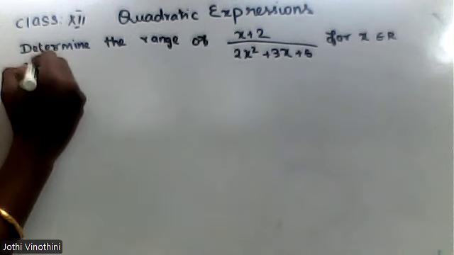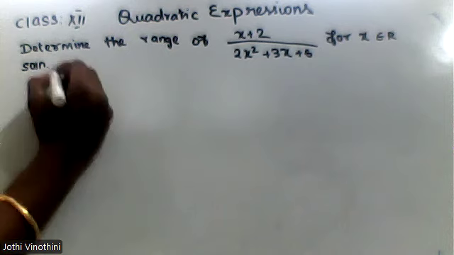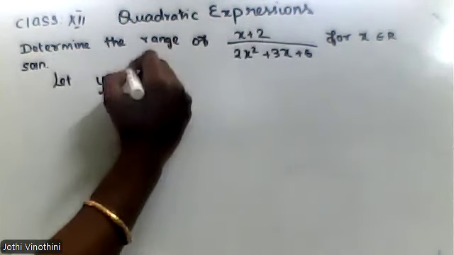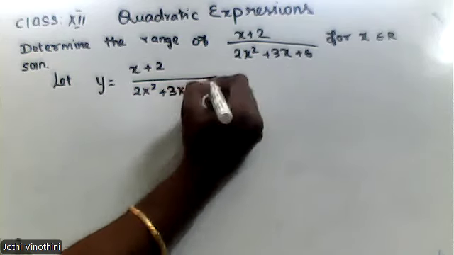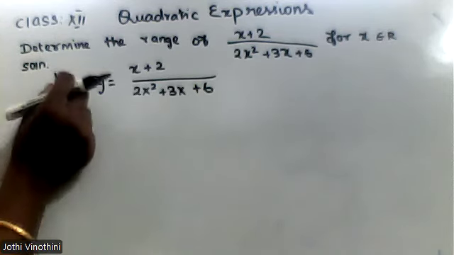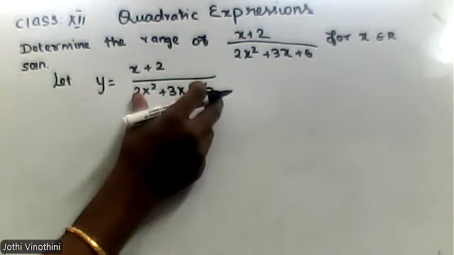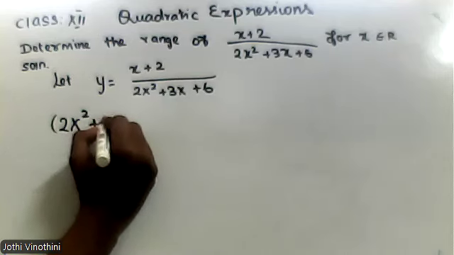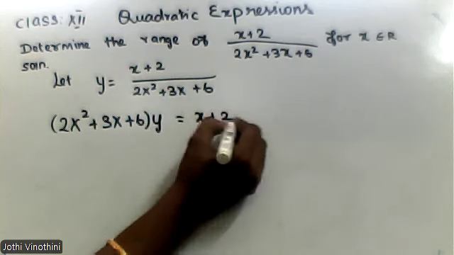Solution. In order to solve this sum, I'm going to let y equal the given expression, (x + 2) divided by (2x squared + 3x + 6). Clear? So what did I take? I take the given expression equals y. I'm going to take this denominator to the left-hand side, so it becomes (2x squared + 3x + 6) multiplied by y equals x + 2.